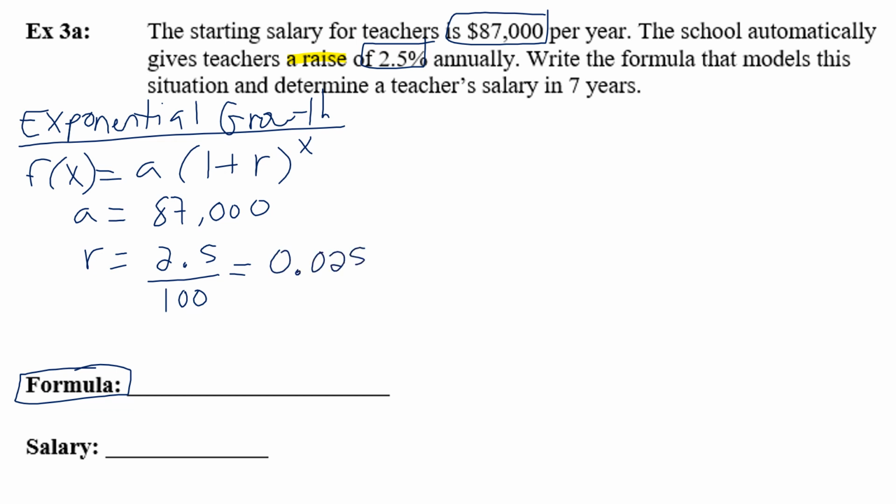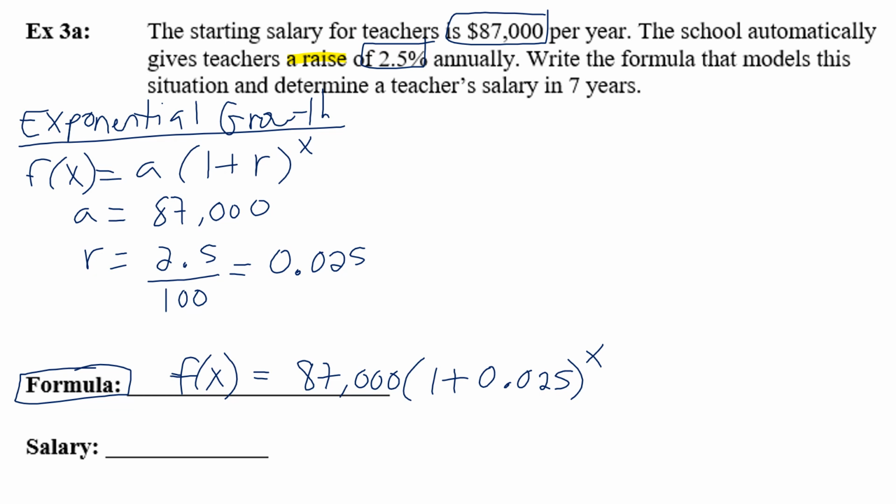Okay, now we can go ahead with the formula. f of x equals A, which was 87,000, parentheses 1 plus r, which was 0.025, and then raise that to the x. Again, we're not plugging anything in for x just yet. x does have something to do with time, and they do mention time, but right now we want a formula that will work for any time value. So now we're going to take it one step further.